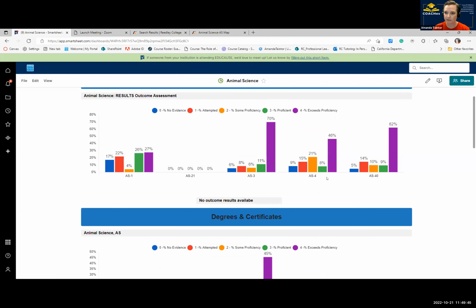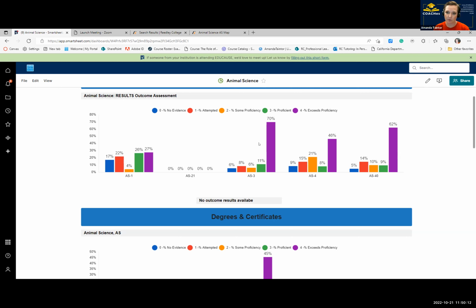Did my screen change to my graphs? Okay. So what we've done in Smartsheet is we have all the results for animal science, and animal science has been great about doing their assessment. So everything that I'm showing you now is generated via a very simple, few-question SLO assessment data. So we were able to build these reports using Smartsheet.